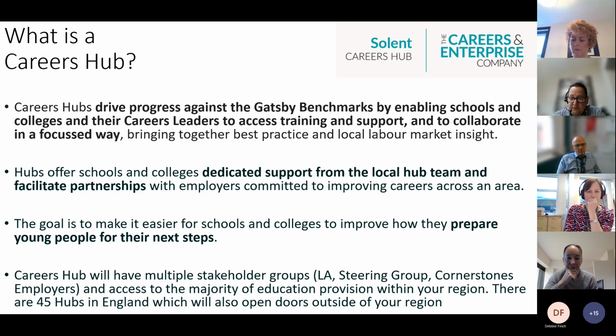We work with all of our local authorities. We have a steering group made up of universities, lead colleges, and lead schools within our region, where we start looking at strategy and areas of support. We have Cornerstones employers groups, where we're looking at next step skills, labour market shortages, skills shortages in the area, and how we drive strategy to deliver on those. There are 45 hubs in England, which will open doors outside of your region.